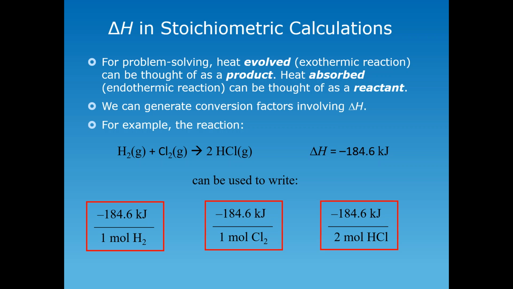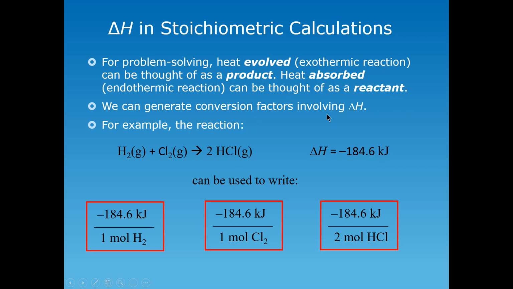But we can also look at it in terms of delta H, or the amount of heat involved, as being thought of as either a product or a reactant. Now, of course, they are not actually products and reactants in the same sense as other substances, right? But we can treat it as such for the sake of solving problems. So in the case of an exothermic reaction, the heat that is produced can be thought of as a reaction product. And if the reaction is endothermic, that means that the heat that is absorbed can be thought of as a reactant of the reaction.